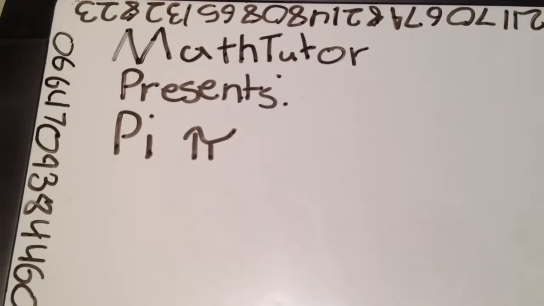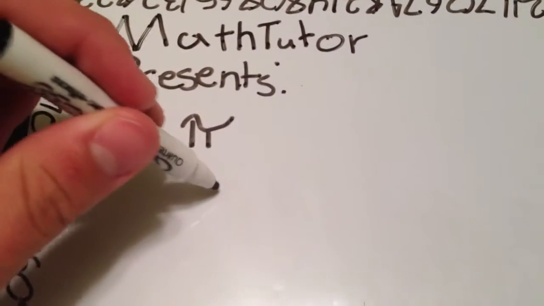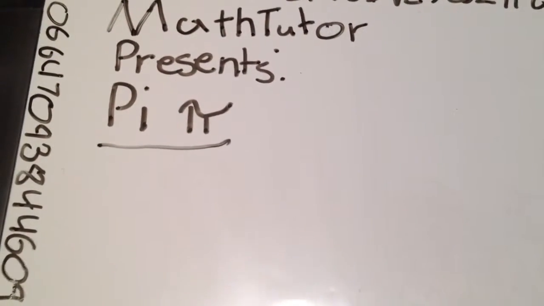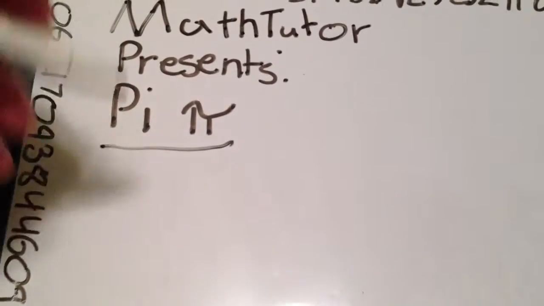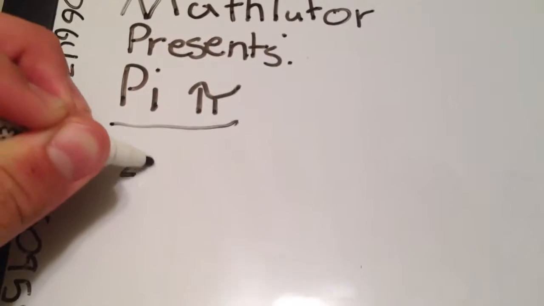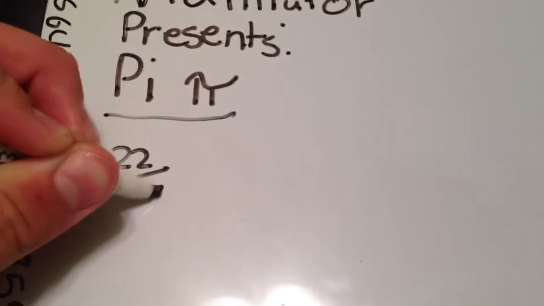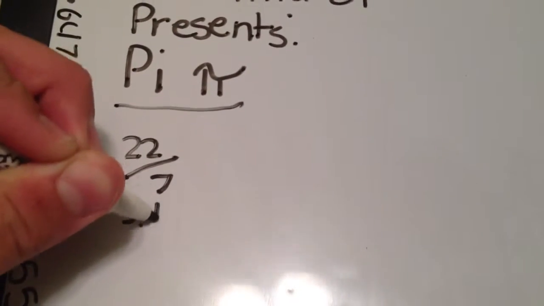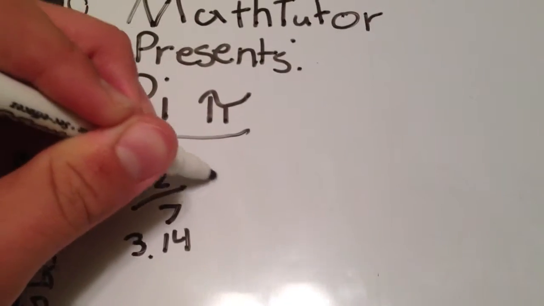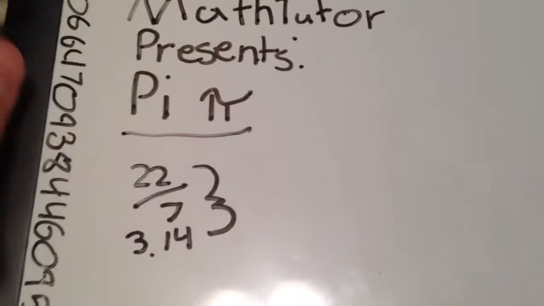Today we're going to be talking about my favorite subject, and that would be pi. Pi is my favorite irrational number for many reasons. When you think about pi, you normally use 22 over 7 or 3.14, but when you think about it, neither of these two numbers give pi justice.